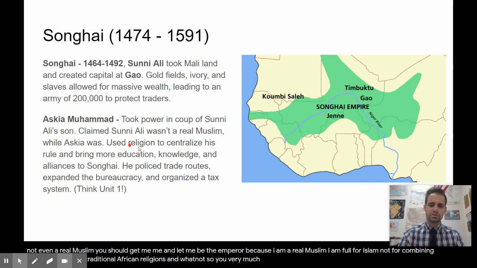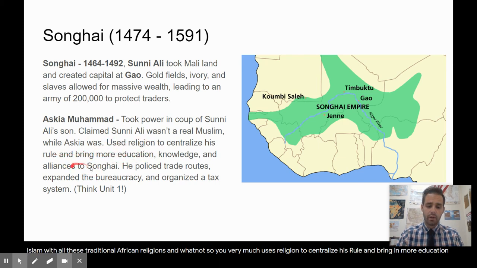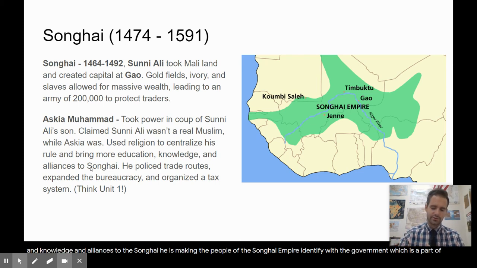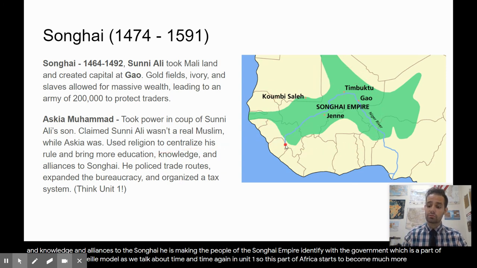So he very much uses religion to centralize his rule and bring in more education and knowledge and alliances to the Songhai. He is making the people of the Songhai Empire identify with the government, which is a part of the Conrad de Mars model, as we talked about time and time again in Unit 1. So this part of Africa starts to become much more centralized.